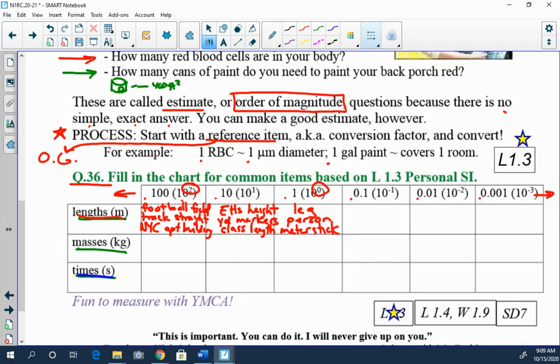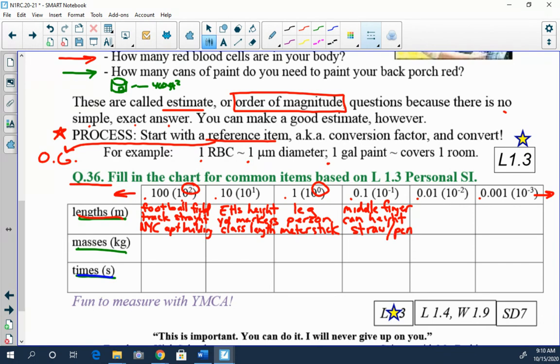All right, how about 0.1? Ooh, this is what we call decimeters. So 0.1, that's really like your middle finger length. That could be like a can height. It could be like a straw or a pen.